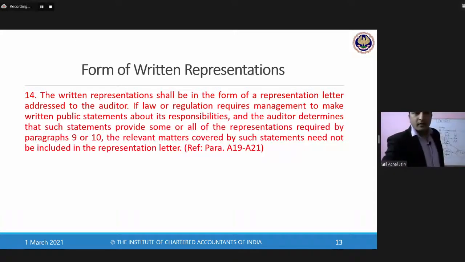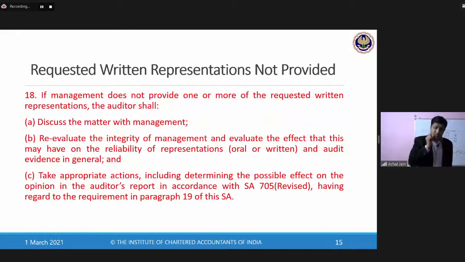Now we may have a question. Let's suppose management refuses to provide this document. Let's suppose management says, no, I will not share the written representation letter. Why? Because everything is done. So management is telling the auditor that you have performed each and every procedure, and every piece of information which you asked for was provided by us. Then what's the need for this written representation letter?